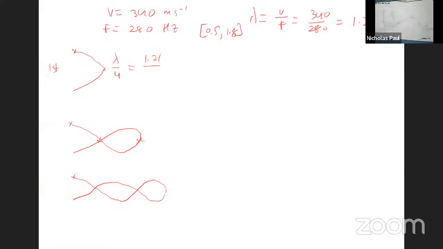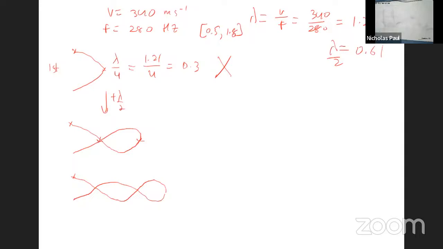All right. So 1.21 over 4, how much is that? 0.3? Okay, so we're not going to hear that. We know they all increase by half a wave, right? So let's add half a wave. One whole wave is 1.21, so half a wave is how much? 0.6 what? Let's say 0.61, right?